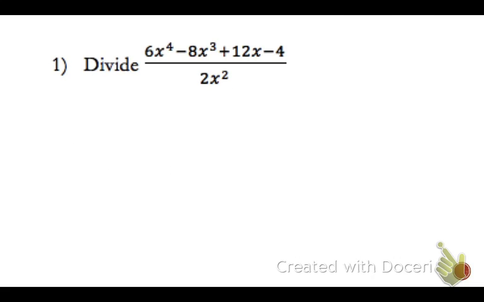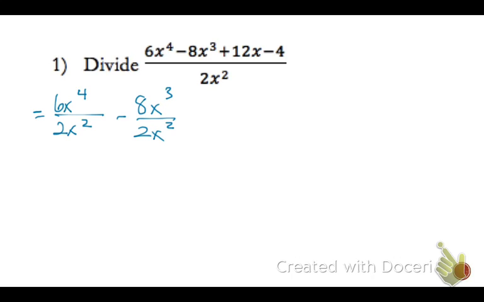So looking at the first example, you have the polynomial 6x to the fourth minus 8x cubed plus 12x minus 4, all divided by the single term monomial 2x squared. So just start with step 1 and take each term in the numerator. So we'll start with our 6x to the fourth and then divide it by 2x squared. Then just continue with each term in the numerator.